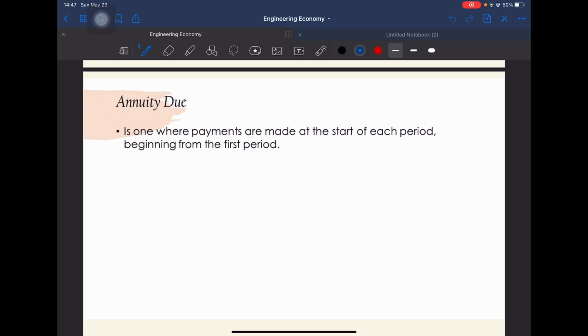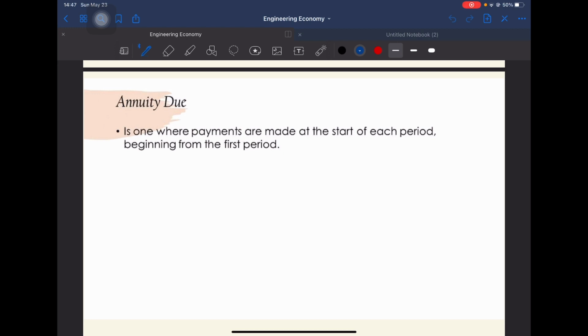So, when you say annuity due, syempre, dito sa mga videos natin, sinusubukan natin i-simplify yung lahat ng mga bagay. And, ito yung kanyang maikling definition. This annuity is one where payments are made at the start of each period. So, beginning from the first period. Syempre, kailangan nating ma-differentiate yung ordinary sa annuity due sa deferred.